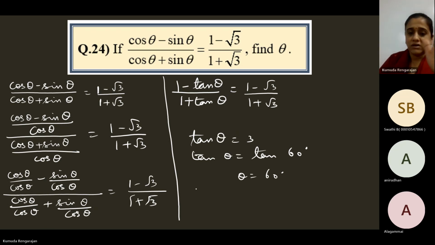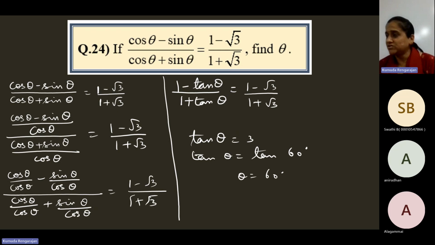So here, the LHS and RHS are almost identical. In the place of 1, we have cos theta, and in the place of root 3, we have sin theta, and the signs also match: minus in the numerator, plus in the denominator.